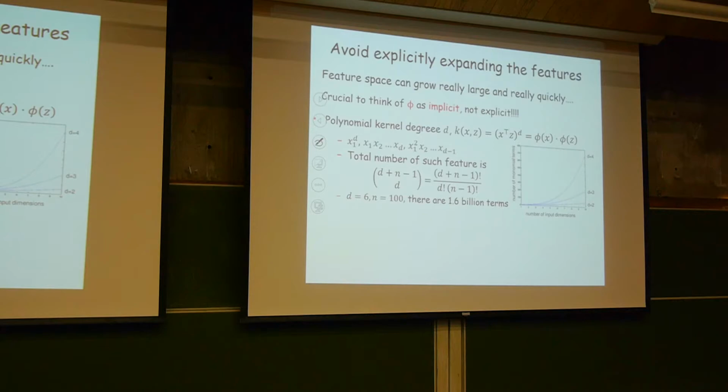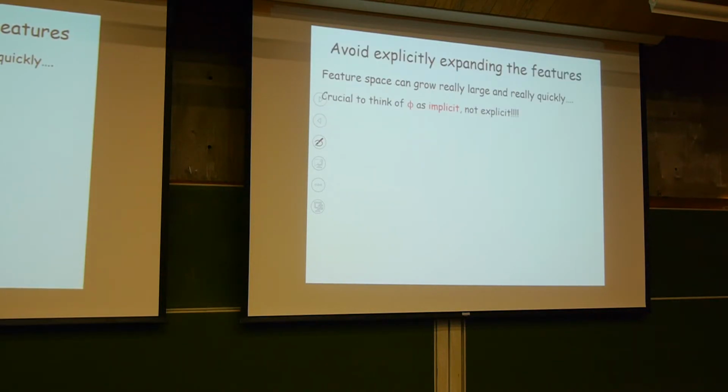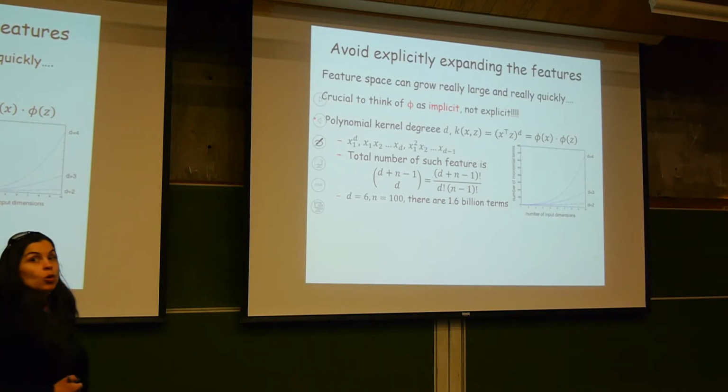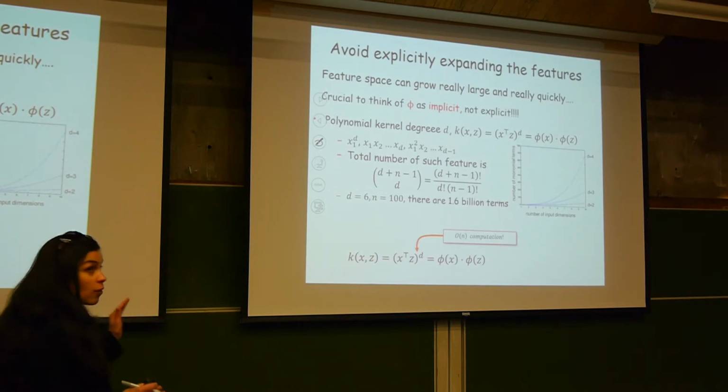Okay, but actually one point that I really want to make before going on is that it's crucial to think about phi as being implicit and not explicit. We never want to go back into the phi dimensional feature space. Okay? As to go into the higher dimensional feature space. You never want to do that.